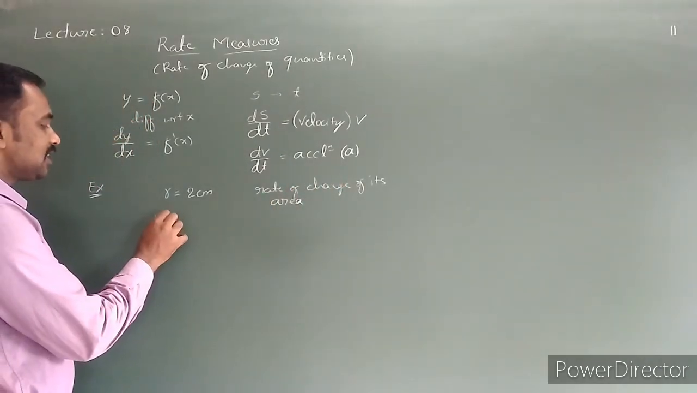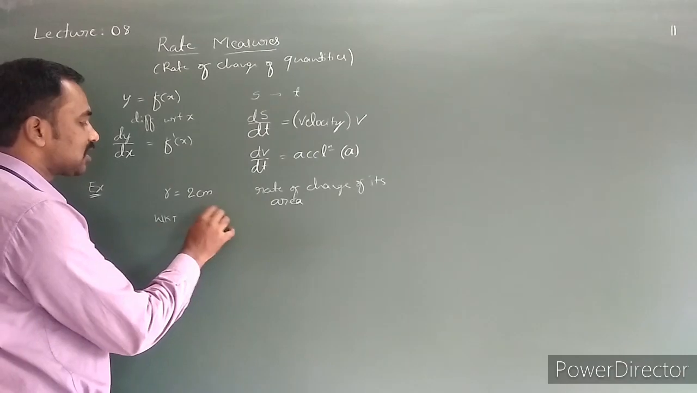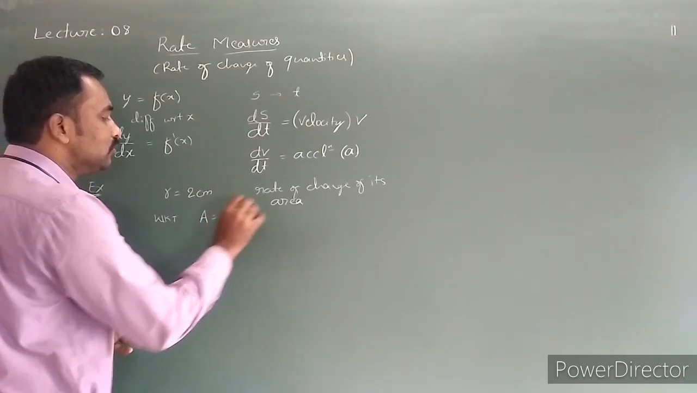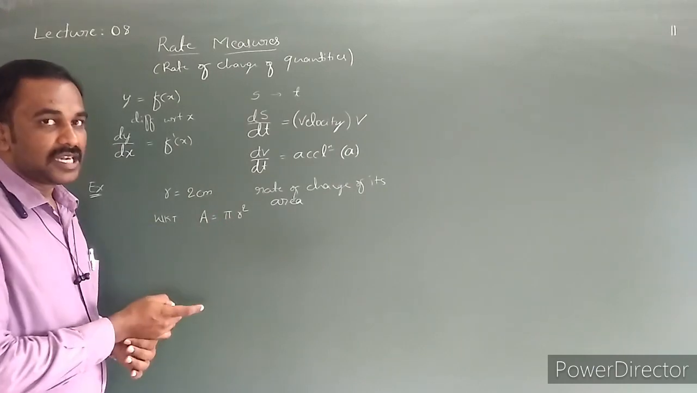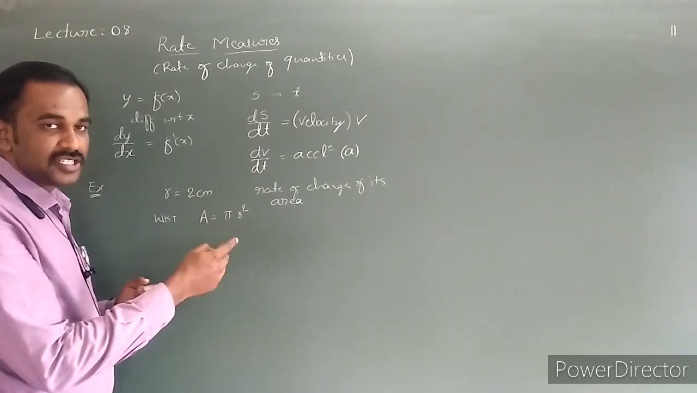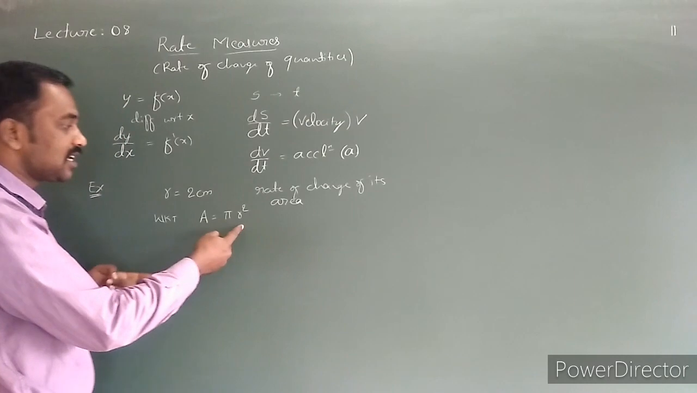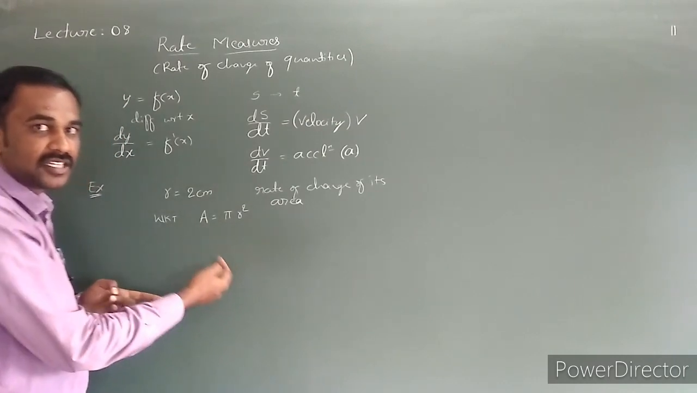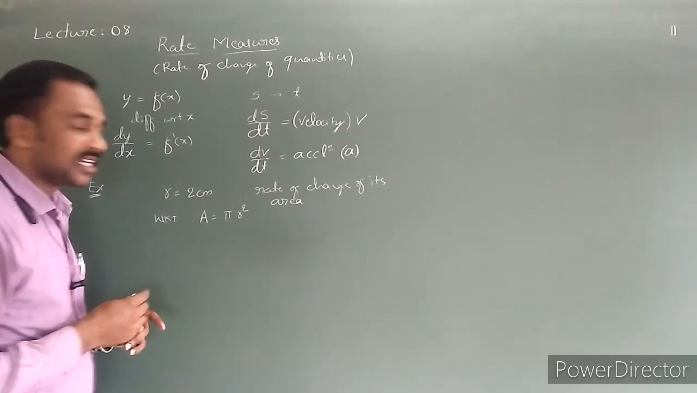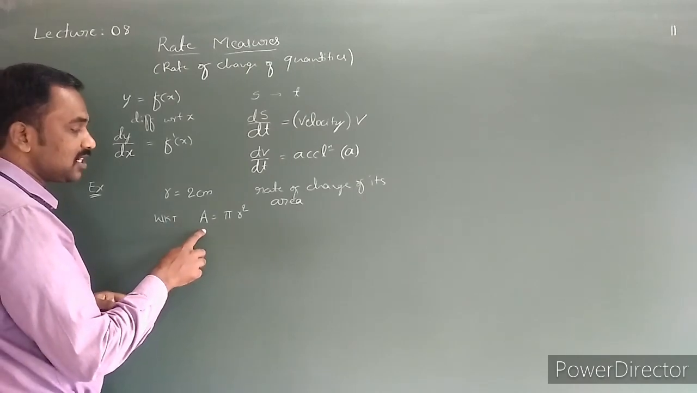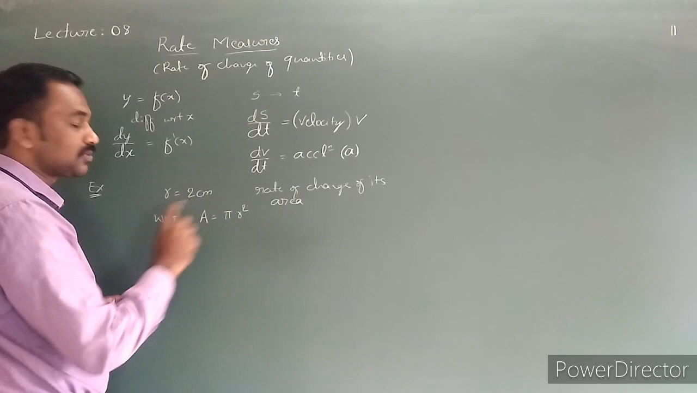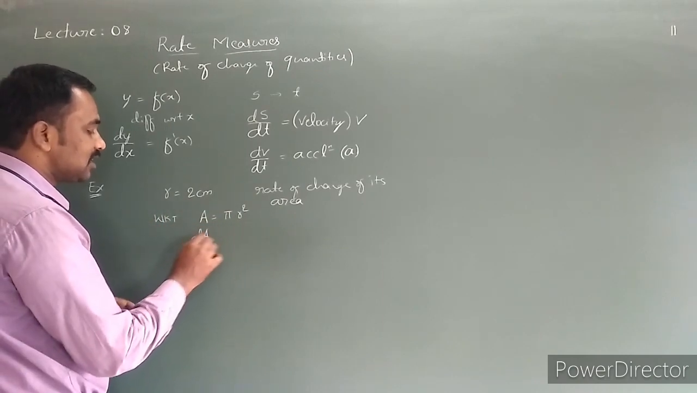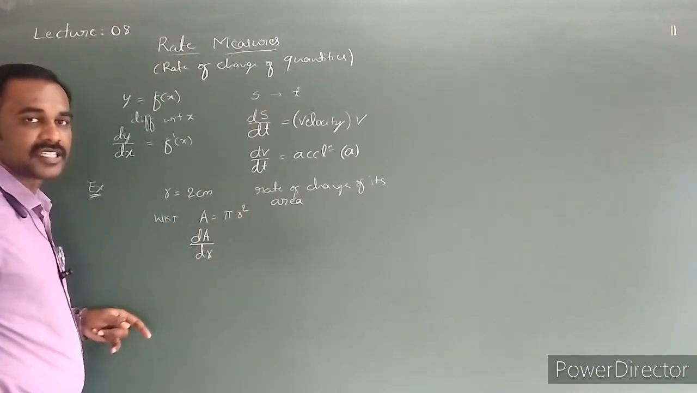Already we know the area of the circle. What is the area of the circle? Area of the circle is equal to pi r square. So area depends on the radius of the circle. If the radius is increasing, area is also increasing. If the radius is decreasing, area of the circle is decreasing. So differentiating the area with respect to the radius, I write dA by dr.